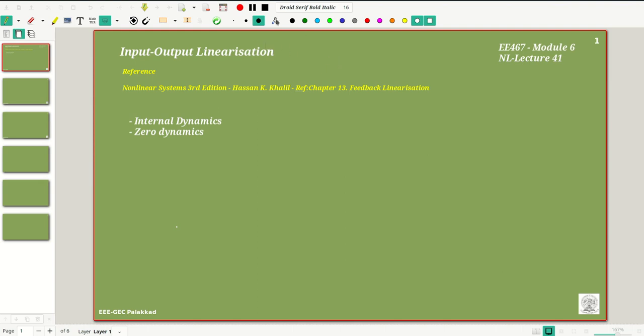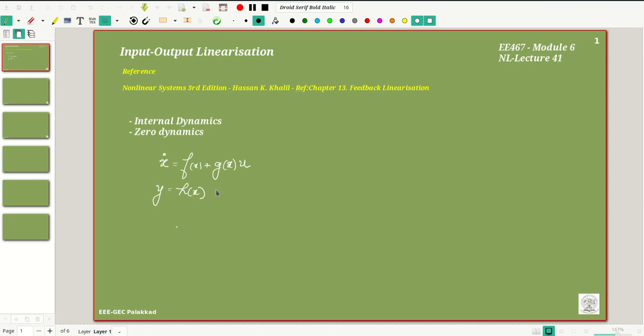So in the last class, what did we see? We saw the motivation for input-output linearization. After that, what you saw was: if you are given a system x dot is equal to f of x plus g of x into u and an output y is equal to h of x, we wanted to linearize the output using an input u.